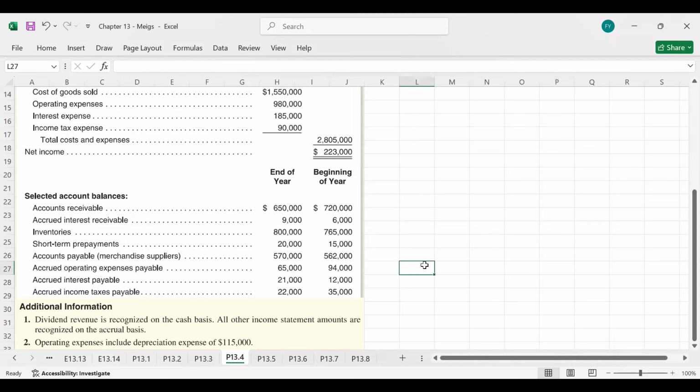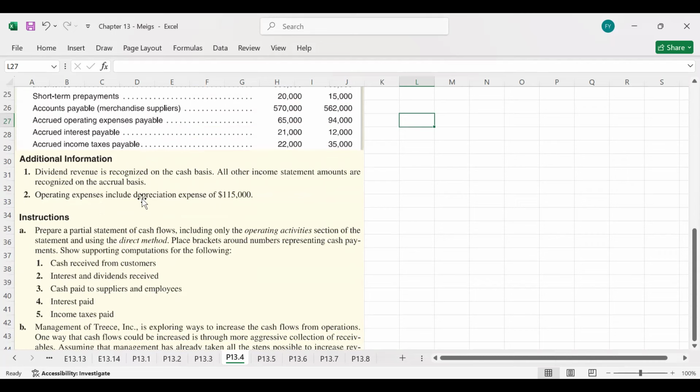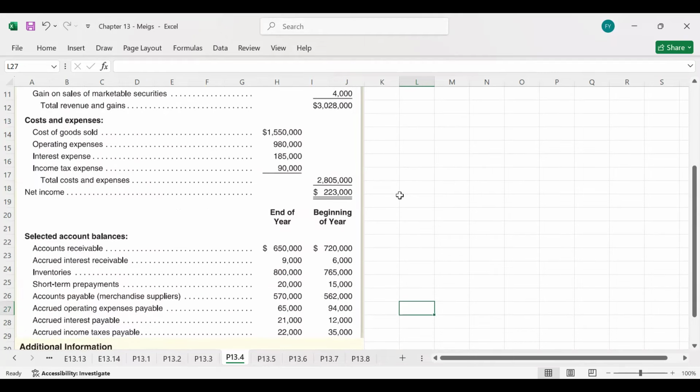And furthermore, you can see that dividend revenue is recognized on a cash basis. Further additional information is given, and the next one is operating expenses include depreciation expense of $115,000. So this means that these operating expenses that were deducted in the income statement included that depreciation expense. So while preparing cash flows, we are going to adjust it in the net income.